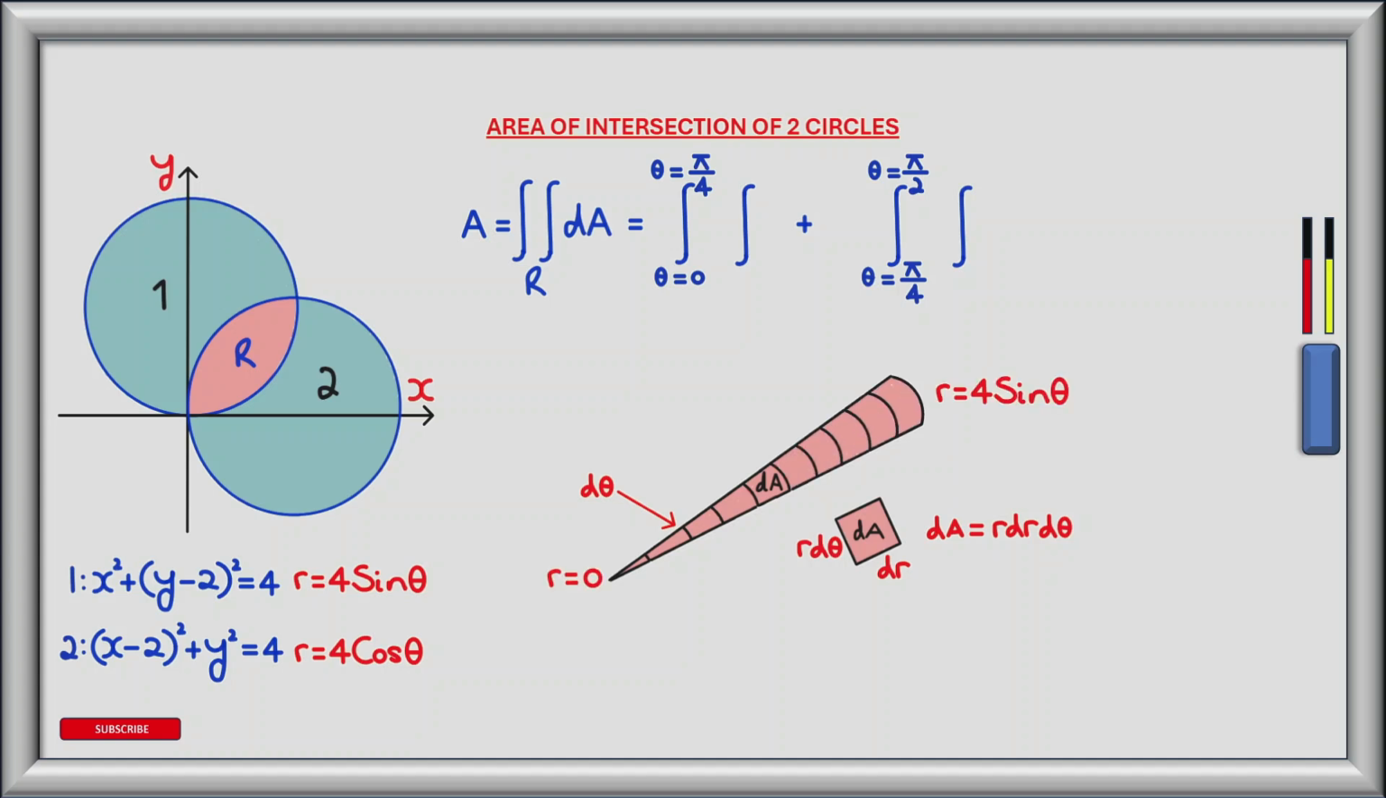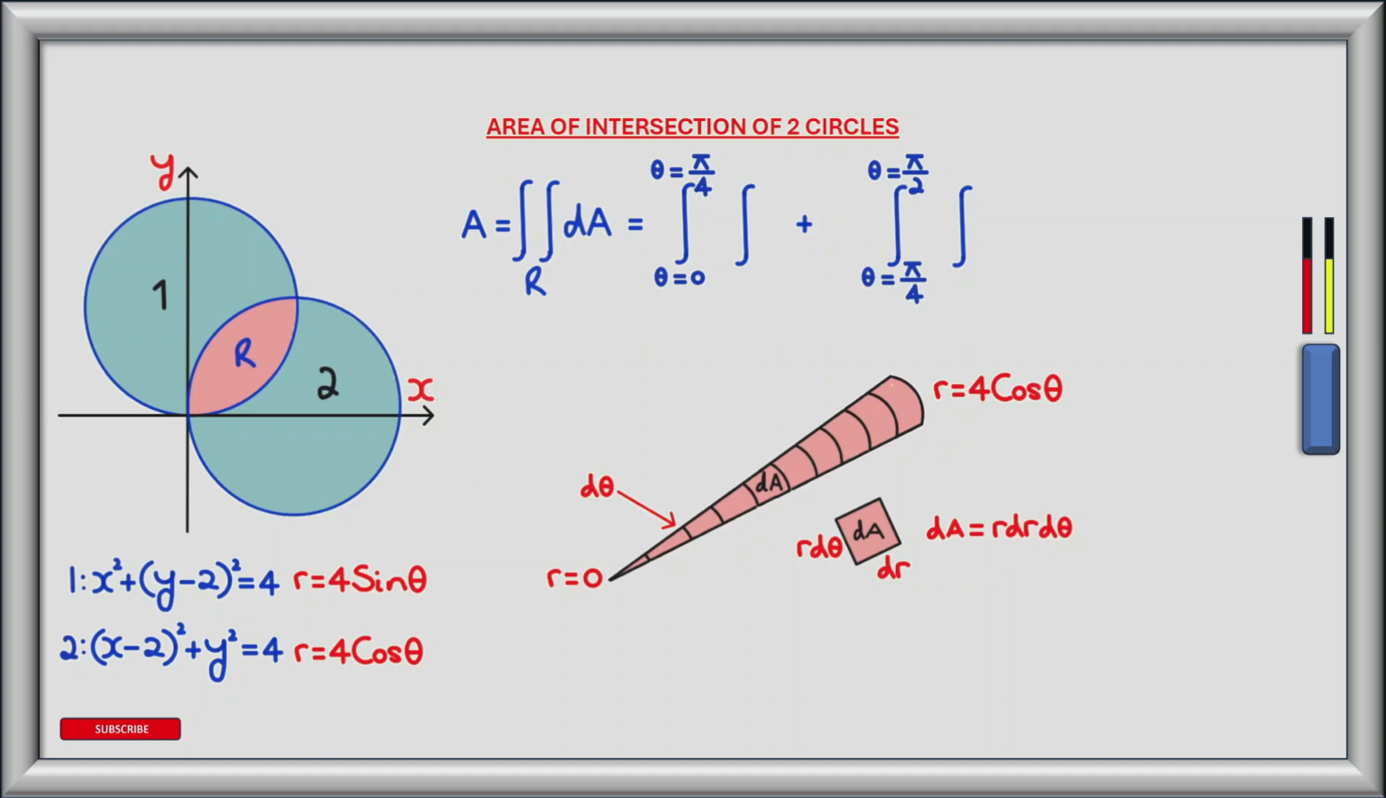In the first sector of area, when we sum or integrate along the radial distance r, we begin at the origin and travel along the perimeter of circle 1 until circle 1 intersects with circle 2. So we begin at r equals 0 and end at r equals 4 sine theta. In the second sector of area, when we sum or integrate along the radial distance r, we begin at the origin and travel along the perimeter of circle 2 until the area is complete. So we begin at r equals 0 and end at r equals 4 cos theta.